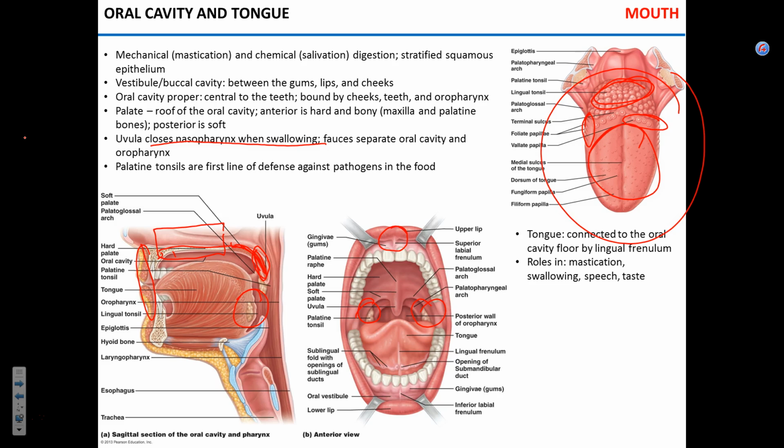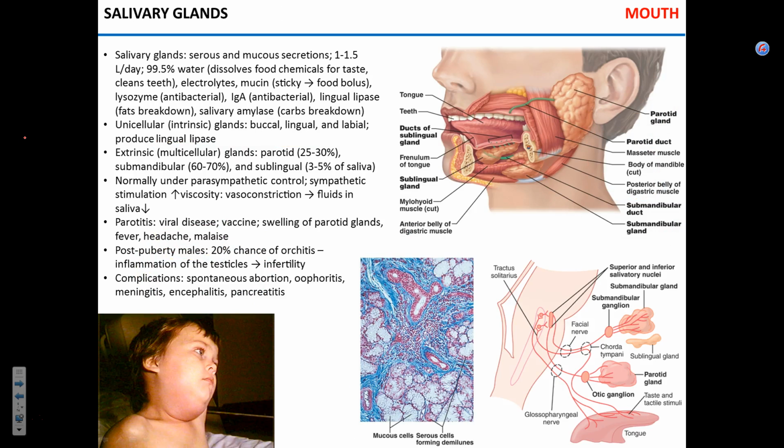And of course, tongue is important for speaking. People without tongue cannot speak. Salivary glands.